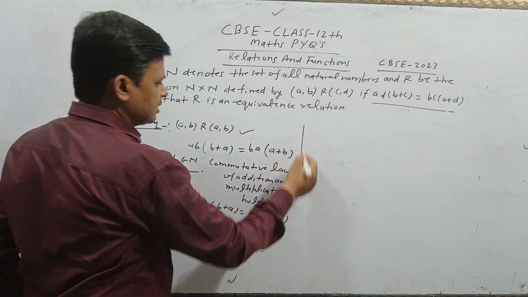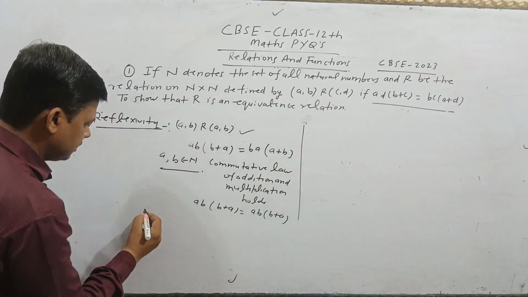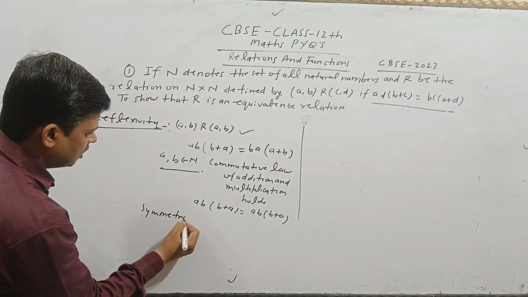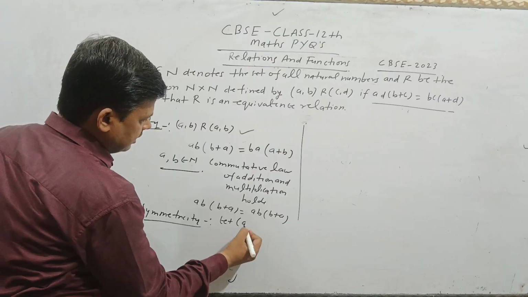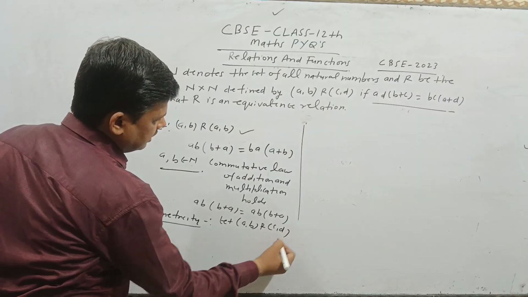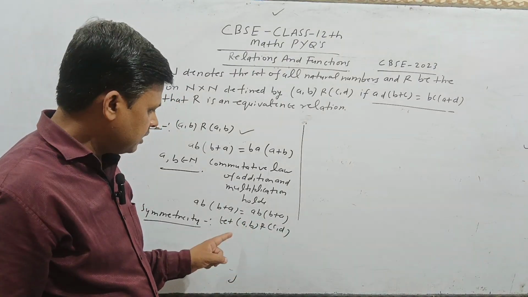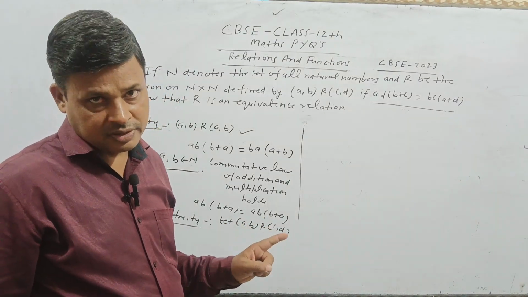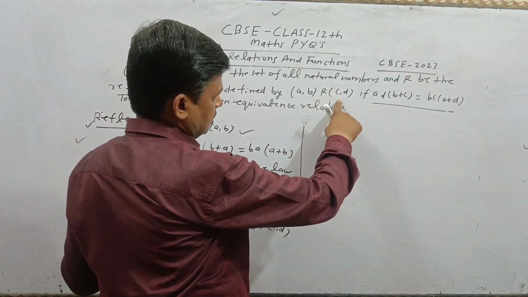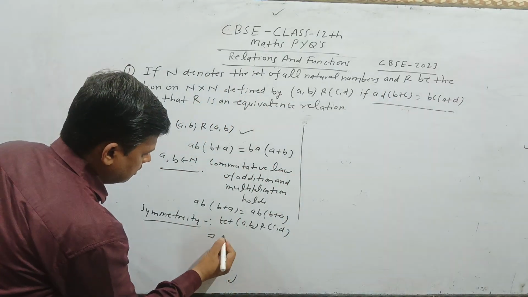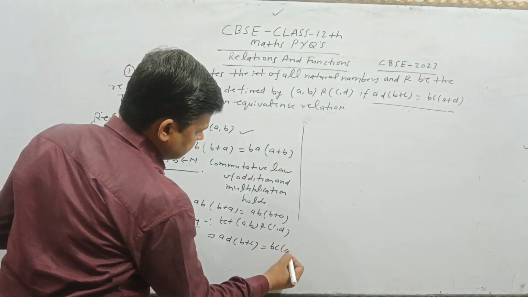Now we'll check about the symmetricity, whether this relation is symmetric or not. What about symmetricity? For symmetricity, we will consider that (a, b) relates to (c, d), and if we are able to prove that (c, d) also relates to (a, b), then the relation will definitely be symmetric. So if (a, b) relates to (c, d), then, as given in the question, ad(b + c) is equal to bc(a + d).